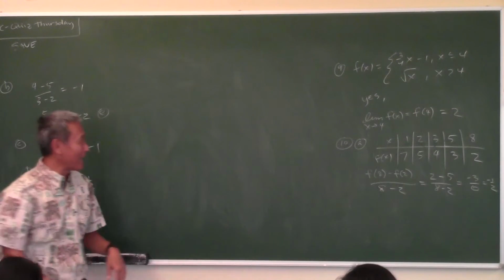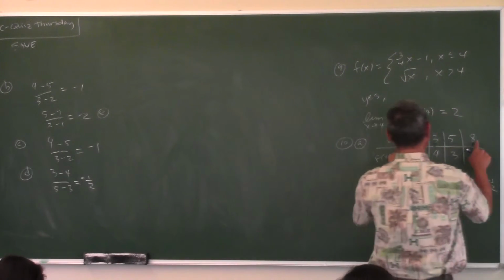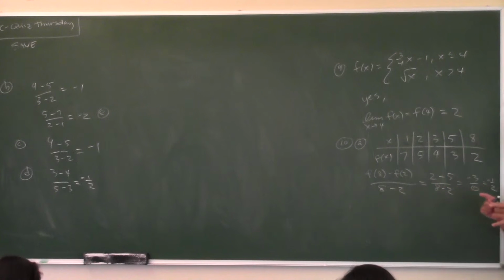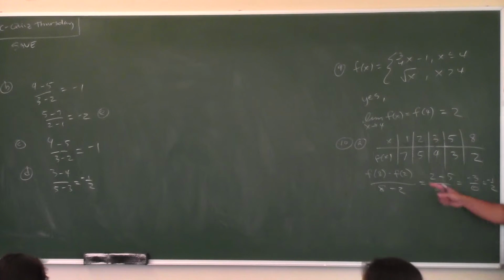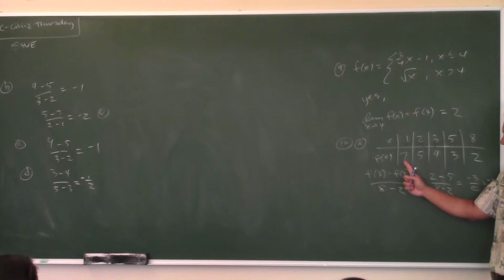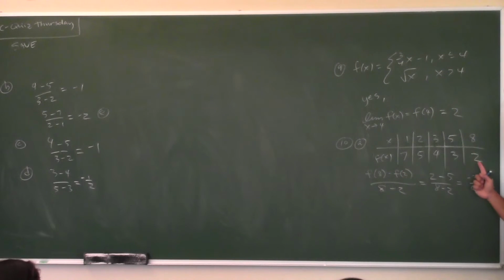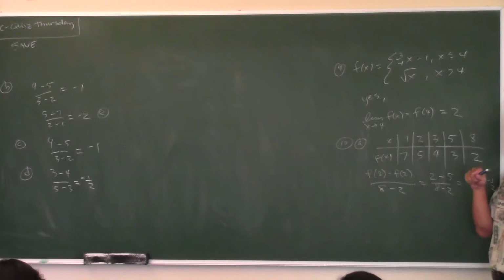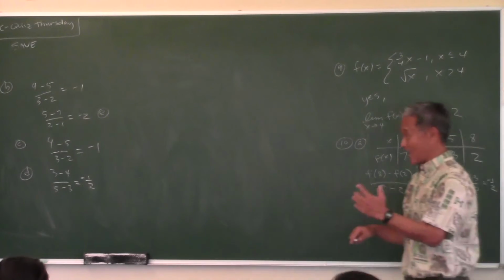Somewhere between 1 and 8, okay, so here's 1 and 8. Is there a value of c somewhere between 1 and 8 such that f of c is 6? So again, we talked about this before, but you guys probably forgot. When x is 1, what's the y coordinate? When it's 8, what's the y coordinate? 2. To get from 7 to 2, do you have to pass through 6 somewhere between there? Yeah. So the answer is yes.